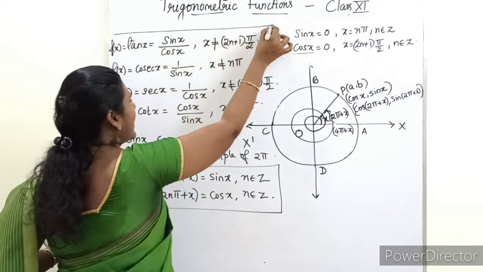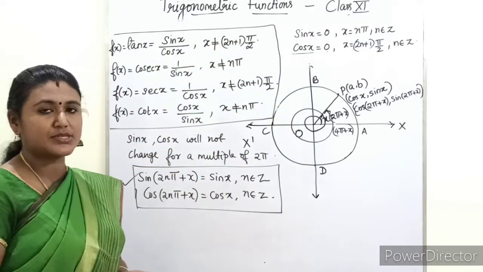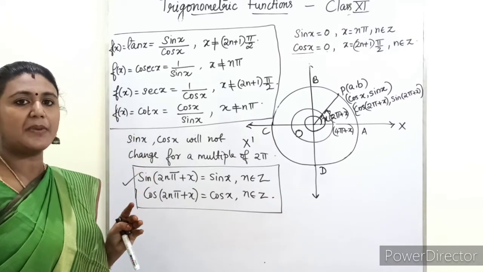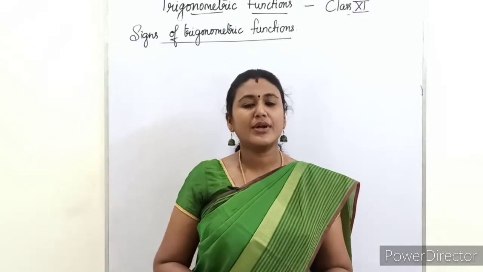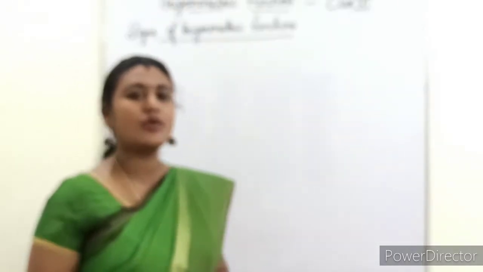So we can define all the other trigonometric ratios in terms of sin and cos. So all these trigonometric ratios are trigonometric functions. Okay, now we are going to learn the signs of trigonometric ratios in different quadrants.